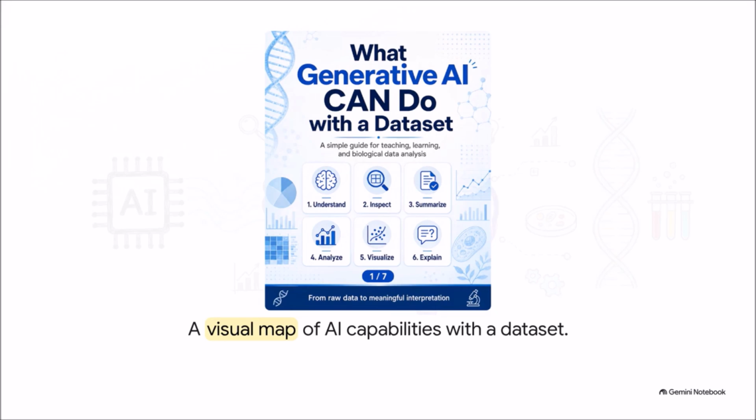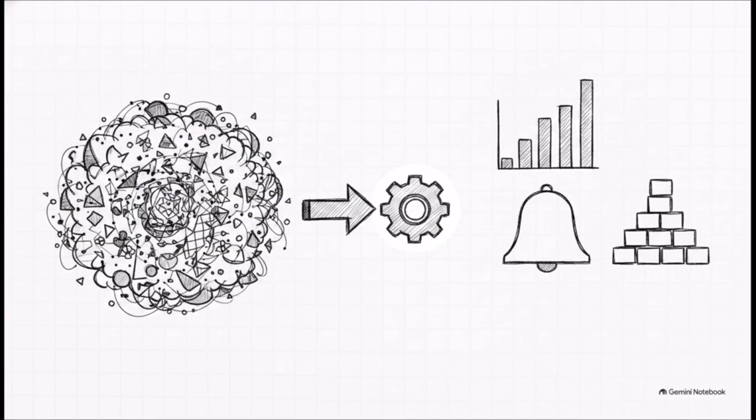They are understand, inspect, summarize, analyze, visualize, and explain. Think of this as your new analytical roadmap. It takes you seamlessly from raw data to meaningful interpretation, basically acting as an incredibly powerful assistant at every single station along the way. First up is summarizing.